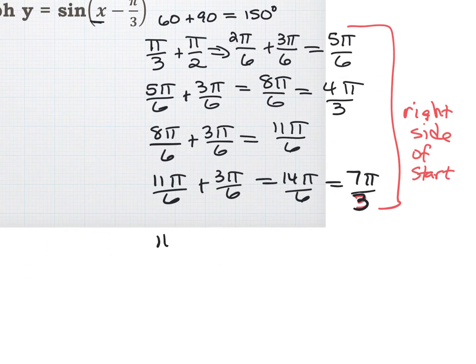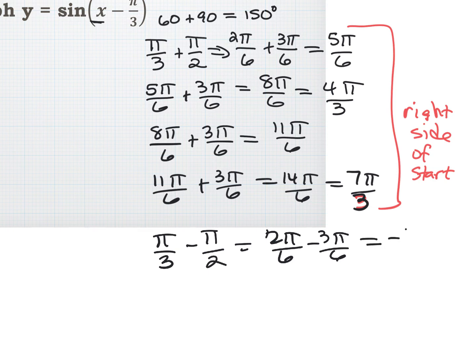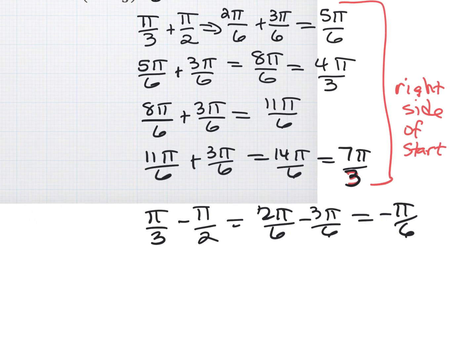Now, starting point. I need to take my pi over 3, and now I need to go to the left of it, so I'm going to subtract 90, or pi over 2. Again, common denominator is going to be 6, so this becomes 2 pi over 6 minus 3 pi over 6, and I get negative pi over 6. That's going to be my first point to the left of pi over 6, or pi over 3.